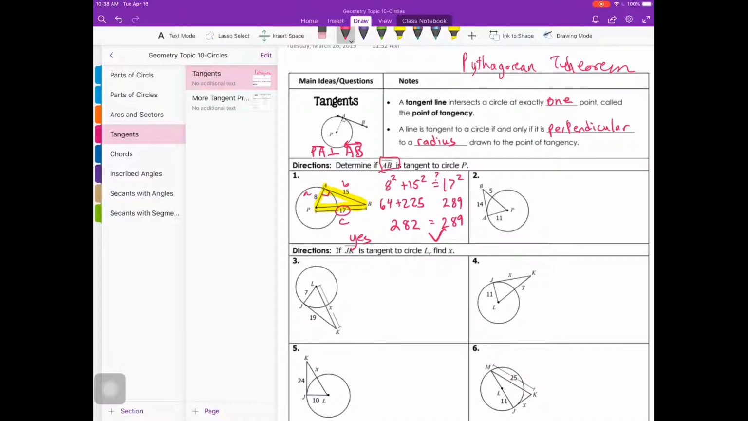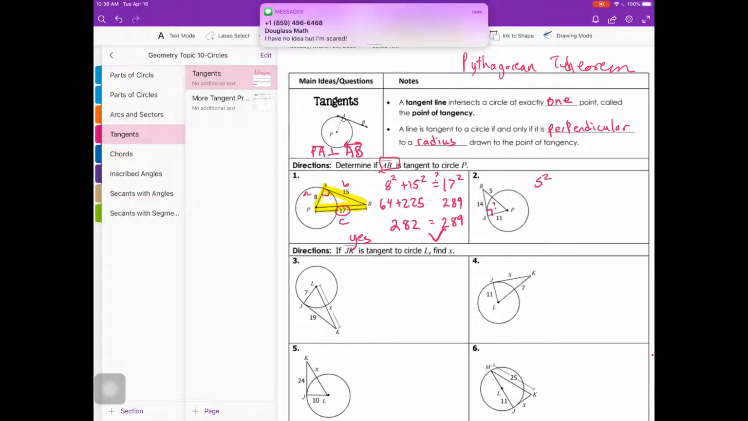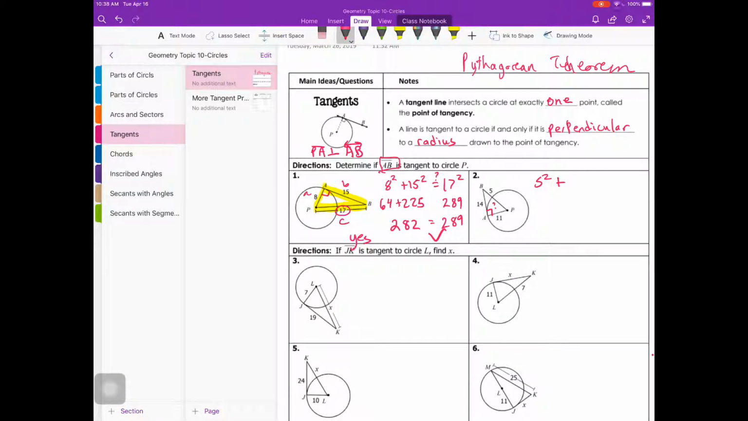Then over here on number 2, we're going to have 5 squared because we're looking to see if that's a right angle. So 5 squared plus 11 squared equals 14 squared. And 25 plus 121, over here we get 169. And remember, we're not sure if those are equal. So 146 and 169 are not equal, so that is not a tangent line.